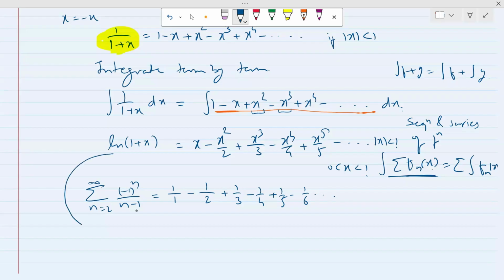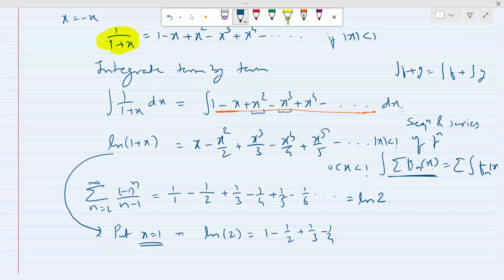So in this expansion, put x equal to 1. So what will you get? ln of 2 on the left hand side, and on the right hand side, the expansion is 1 minus 1 by 2 plus 1 by 3 minus 1 by 4 plus 1 by 5. So can I say this is equal to ln of 2? Yes, sir.